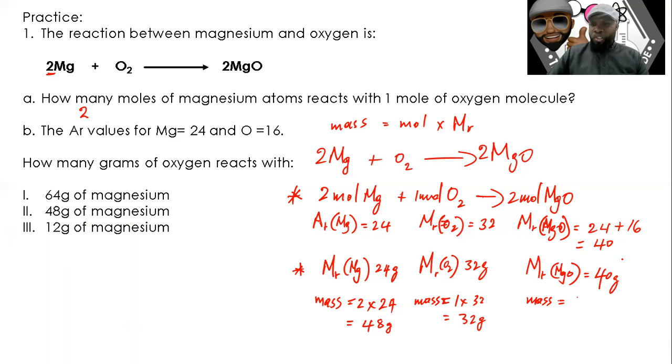Now, you'll see why I had 80 there before. When I calculate my mass of magnesium oxide now, I've got 2 moles of magnesium oxide, so it would be 2 times 40, and that would give me 80 grams of magnesium oxide. So that's why I had 80. I took shortcuts, which is not good when you're teaching.